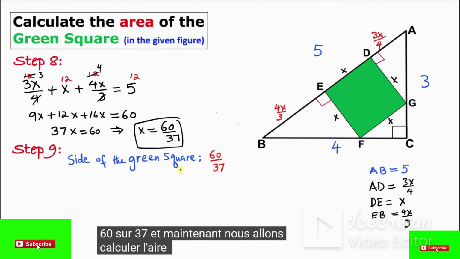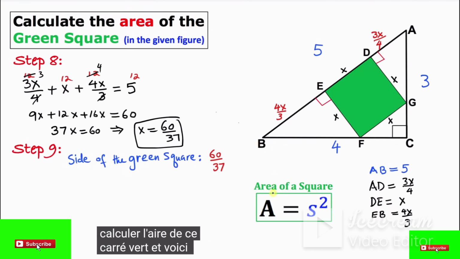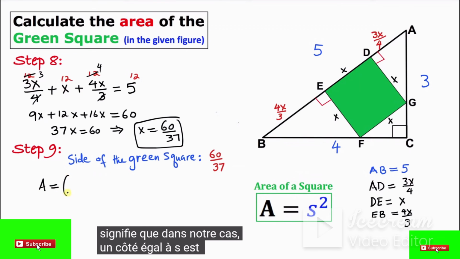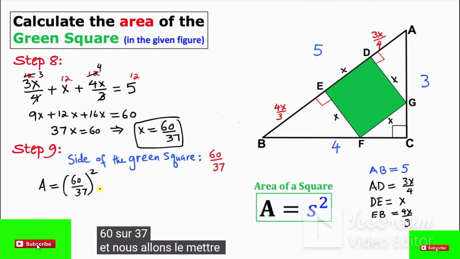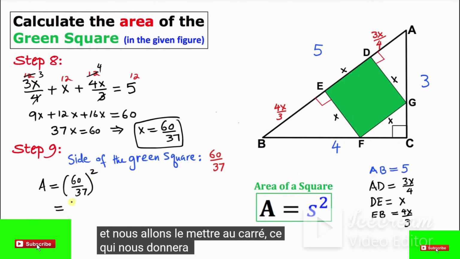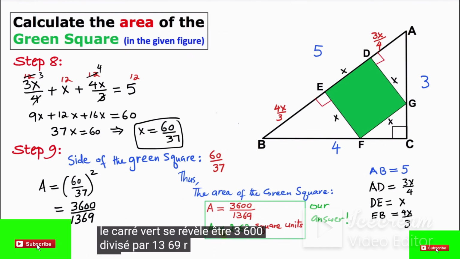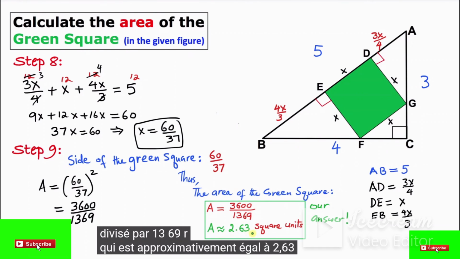Now we are going to calculate the area of this green square. And here's the area of the square formula, A equal to s squared. So in our case, A equal to s, which is 60 over 37, and we are going to square it. That is going to give us 3600 on the top divided by 1369. So the area of this green square turns out to be 3600 divided by 1369, or approximately equal to 2.63 square units.